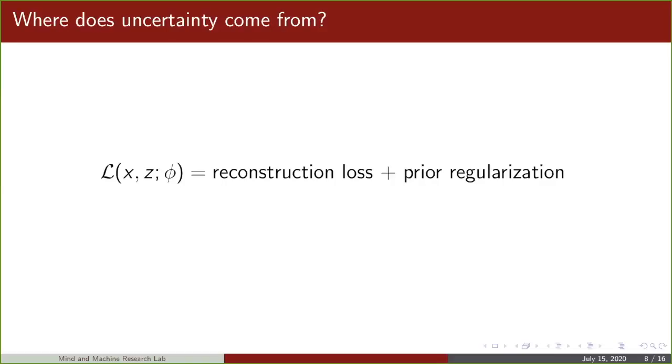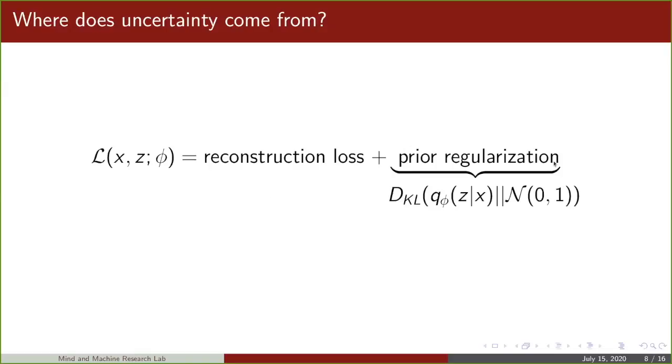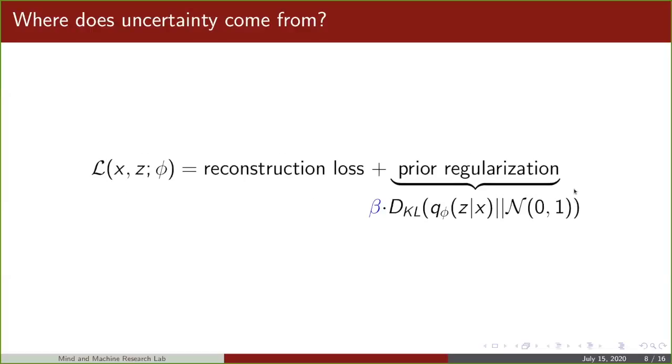As you might recall, the loss that we're trying to optimize is this reconstruction loss plus this prior regularization. And the way we implement this prior regularization is with a KL divergence between this posterior here and the standard normal prior. Now, we can vary the amount of regularization, so we can tell how much the model should focus on regularizing and approximating the prior or not. And by varying this in different ways, we will get different posterior distributions.